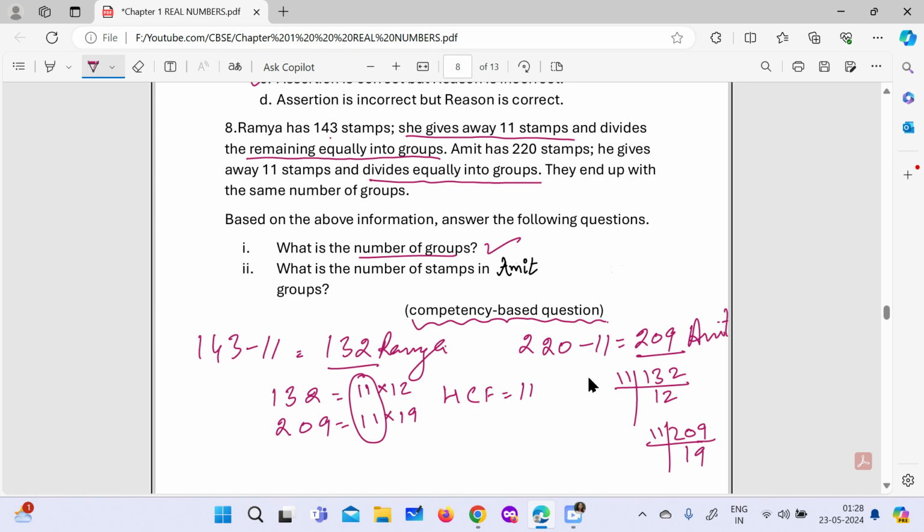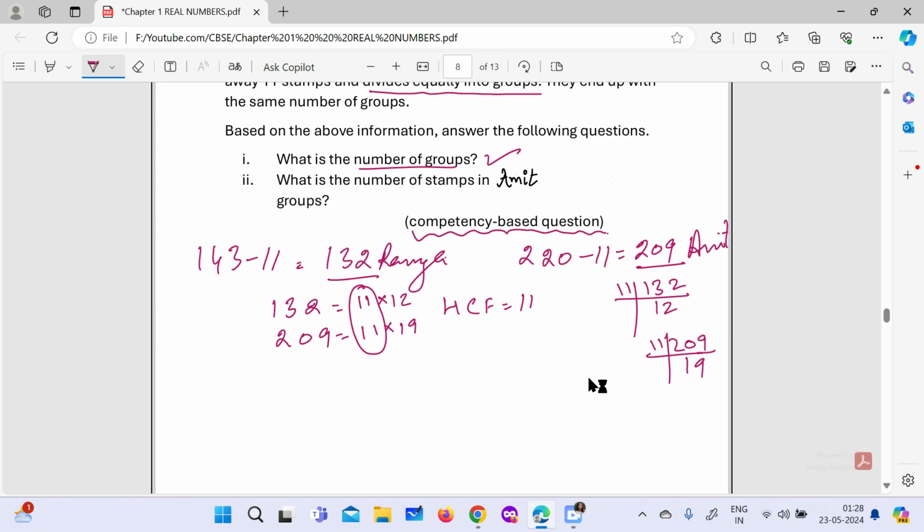So what is the number of groups? Your number of groups will be 11.